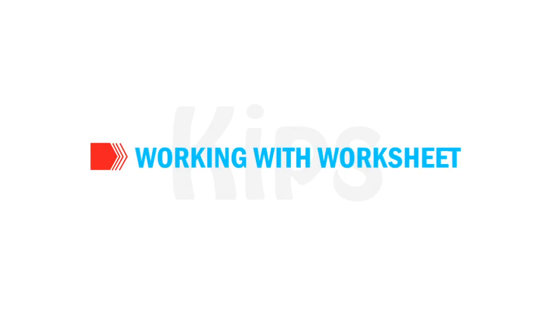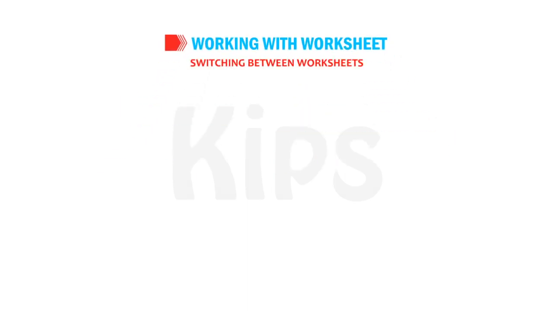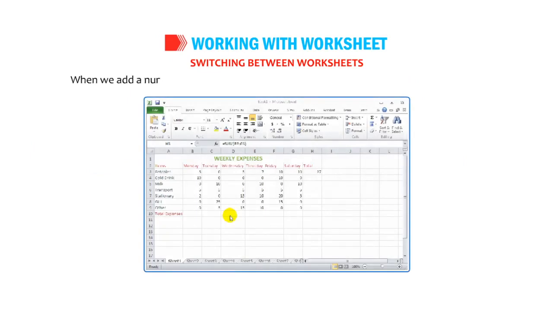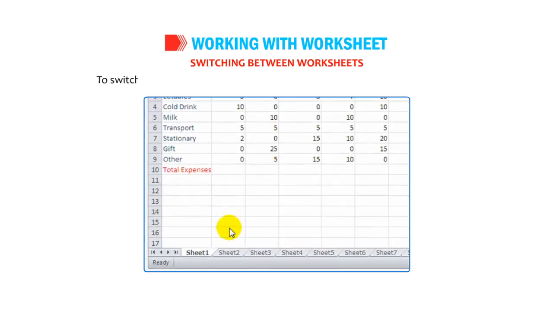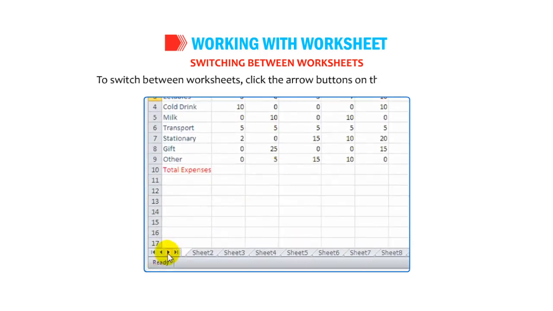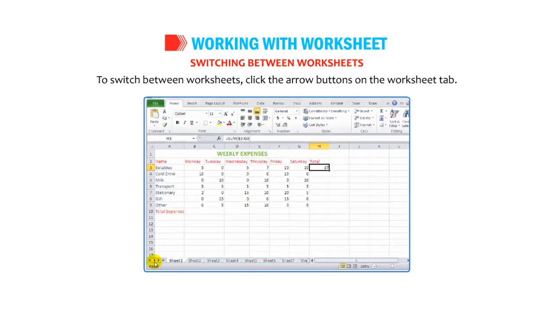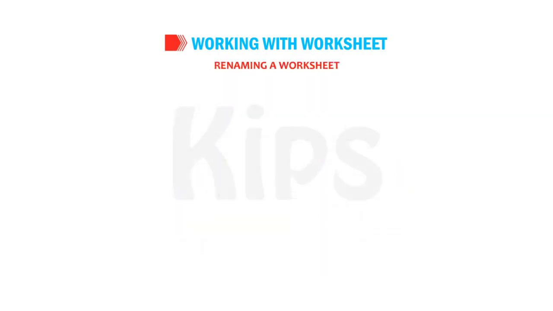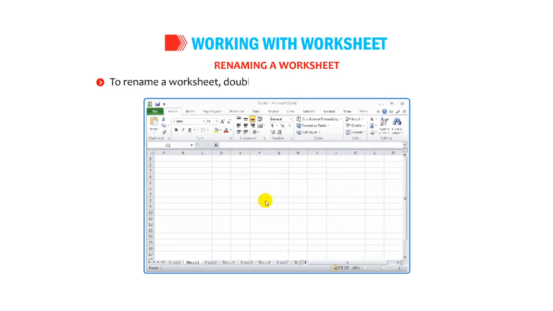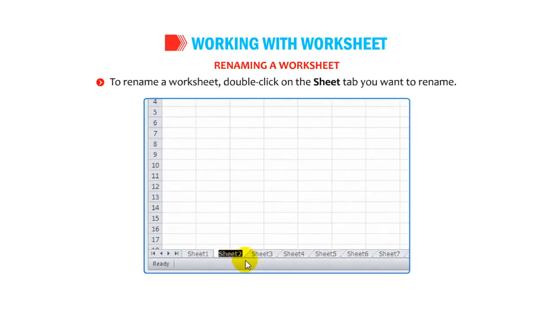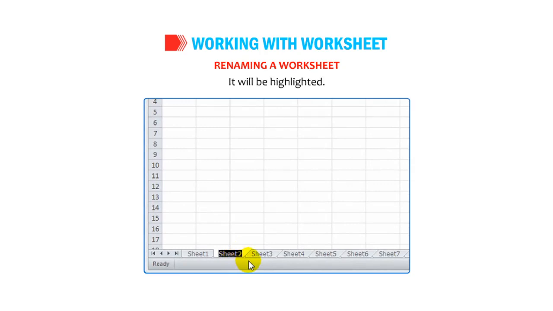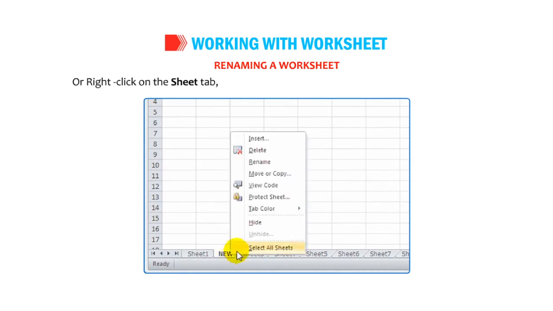Students, let us understand how to work with a worksheet. Switching between worksheets. When we add a number of worksheets, only a few worksheets can be seen on the screen. To switch between worksheets, click the arrow buttons on the worksheet tab. Renaming a worksheet. To rename a worksheet, double-click on the Sheet tab you want to rename. It will be highlighted. Now type a new name and press the Enter key. Or right-click on the Sheet tab which is to be renamed and click on the Rename option.